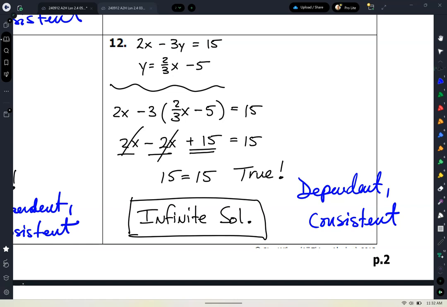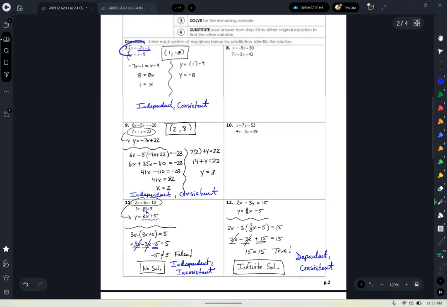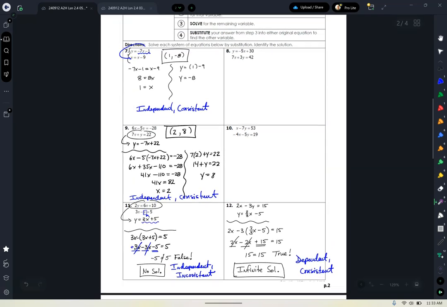So this time, our variable eliminates itself again, right? But what are we left with? We're left with a true statement this time. 15 is the same thing as 15. And when we're left with a true statement, that's because we have two of the exact same equations. And that makes our infinite solutions, our two lines that sit on top of each other. They are dependent and share every point in common, and they're consistent. Dependent and consistent. So this is what you're looking at on the head side of the coin.